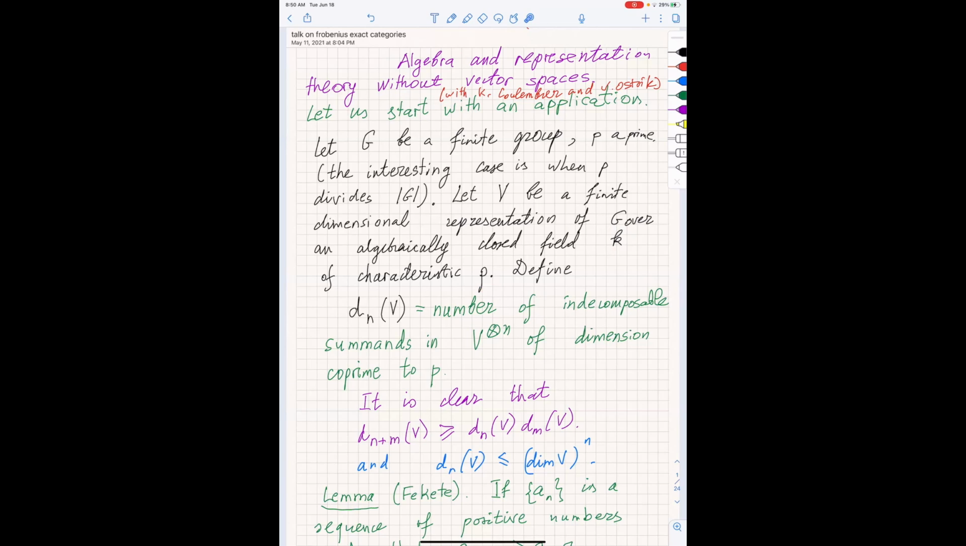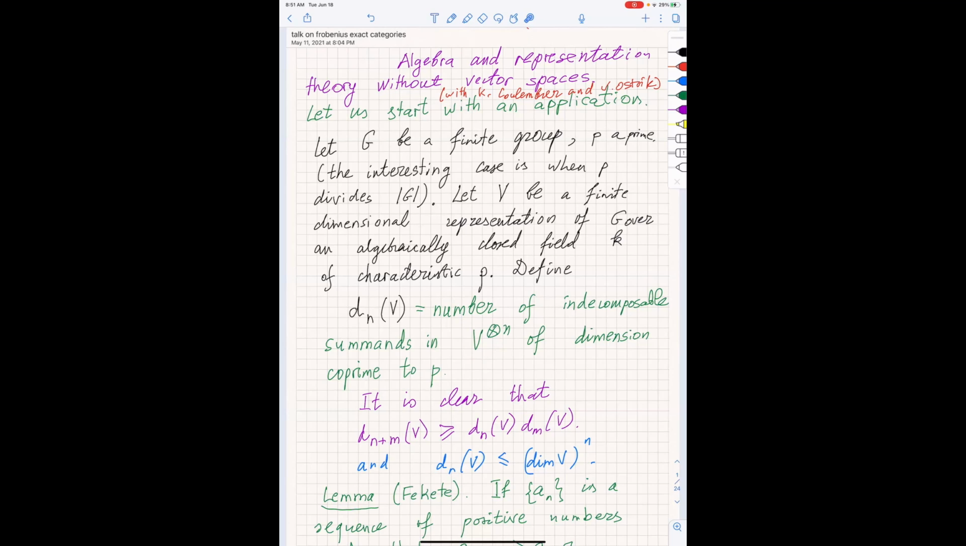I'm going to study the following invariant of this representation. So we will consider the sequence d_n(V), which is the number of indecomposable summands of V to the nth power of dimension coprime to p. So in general, it is interesting to take a representation to a power and decompose and look. By the Krull-Schmidt theorem, there is a unique decomposition into indecomposables, and then count them and study the behavior of the corresponding sequence. But this is difficult, and we cannot say much about that.